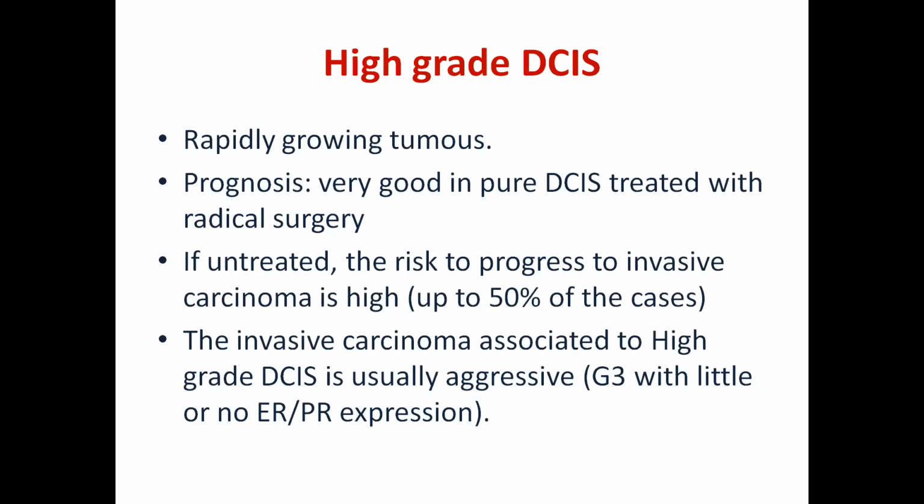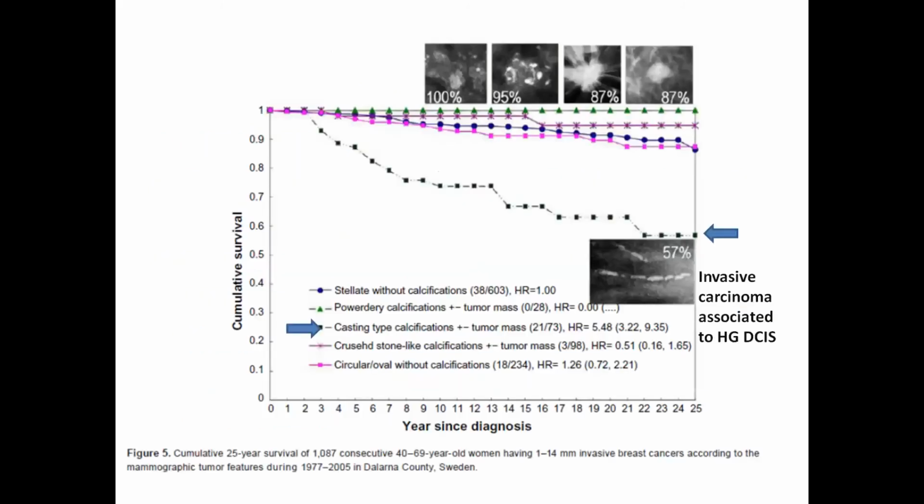And you can have proof that this invasive carcinoma is very aggressive from this paper. This is a paper by colleagues from Sweden, Professor Tabar and Professor Tot. They went back to their series. This is a very large series. You see more than 1,000 patients detected on screening mammograms in the 70s. So after 25 years, you see that the breast cancers detected with screening mammograms had a very good prognosis.